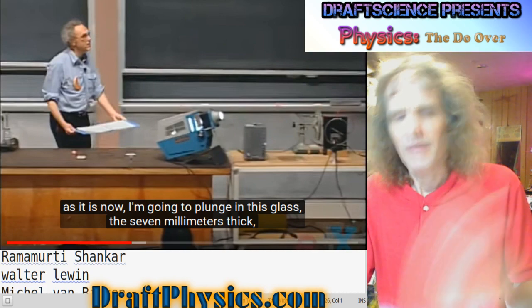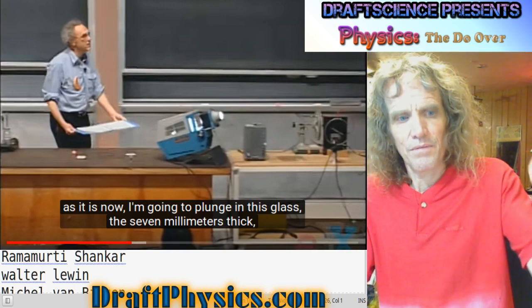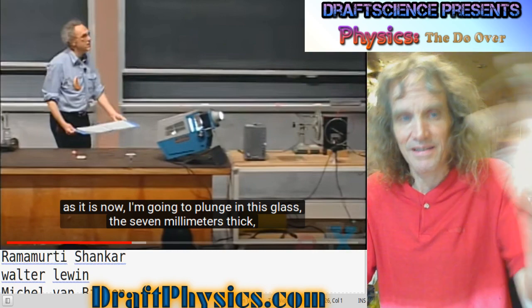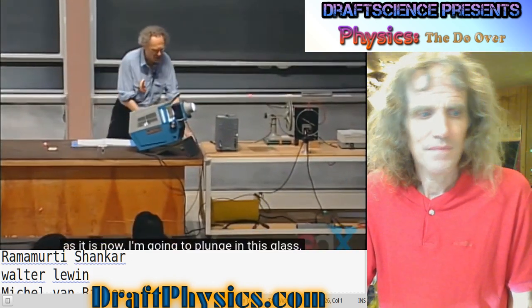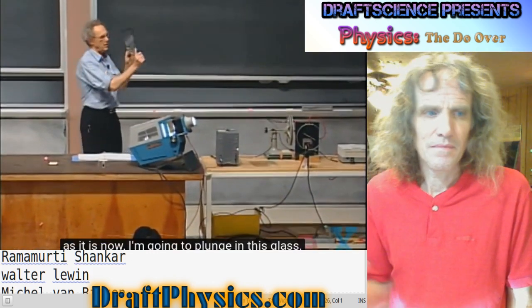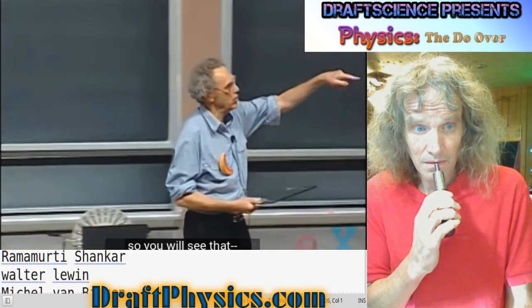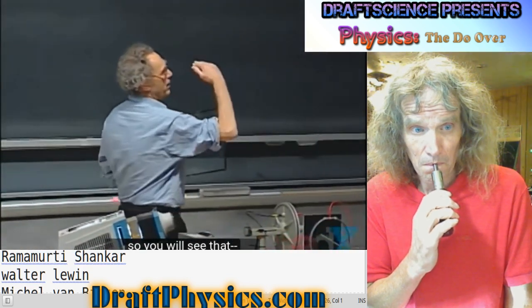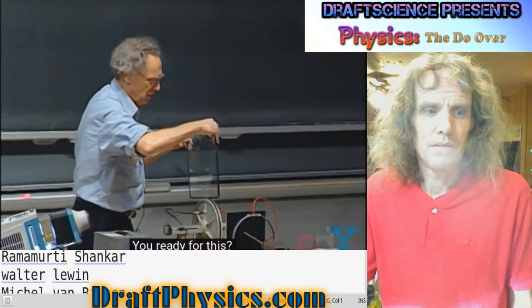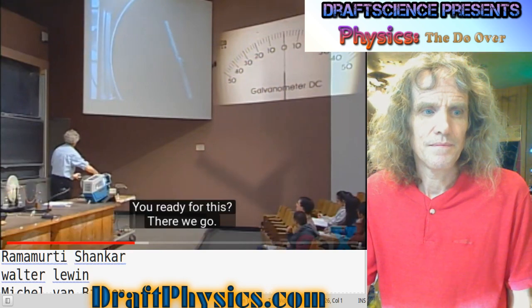So I would argue that the electric field didn't go down. What went down was the distance. It is now, I'm going to plunge in this glass, 7 millimeters thick, put it in there. You expect to see no change on the ammeter, but you expect the voltage difference over the plates to go down by a factor of 5. So you will see that the propeller voltmeter will have a smaller deflection. You ready for this? There we go.